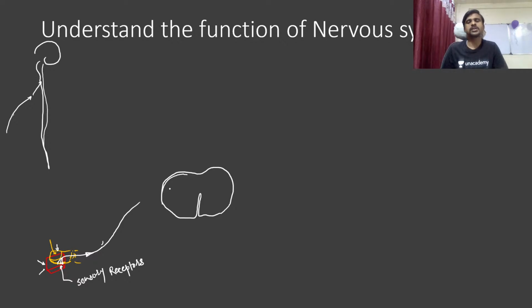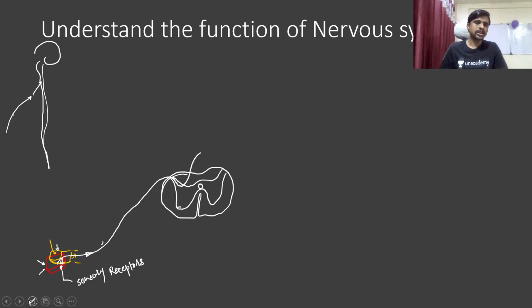Okay, this is your spinal cord, it looks like a butterfly. Here is the gray matter and white matter. Here is your central canal. So this neuron is going to enter into this part and move toward the brain.